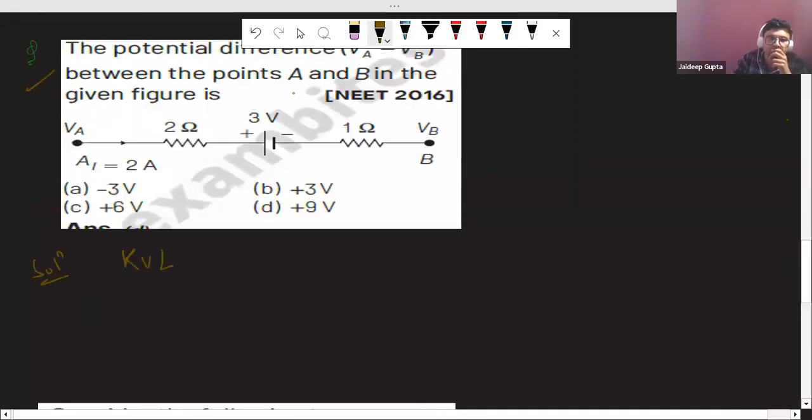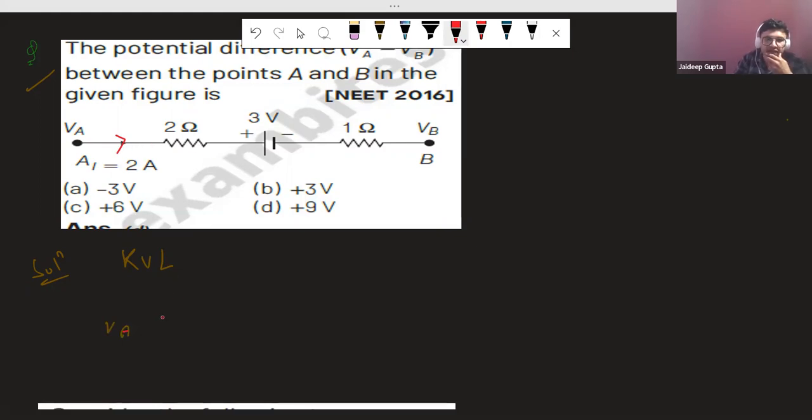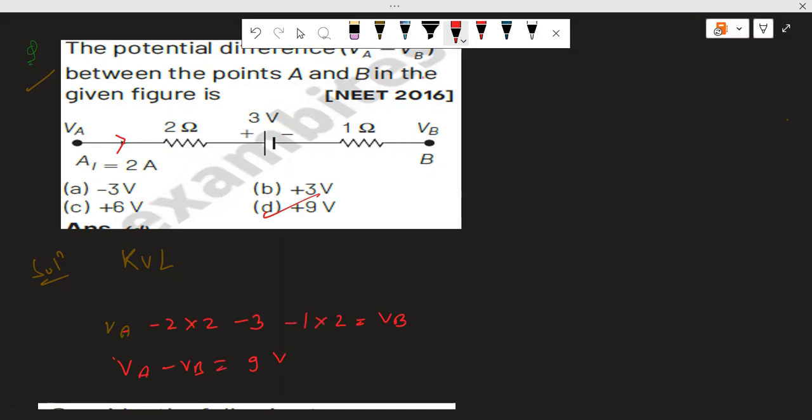How to use it? D. How to do it? So VA, the current direction. So VA equals to, now, as I told you, if I move in the direction of the current, then we have to assume it to be negative. So 2 into 2, the potential drop across the resistor, then we are moving from positive to negative terminal, that is minus 3. Again, if we move in the same direction, we have to take it minus 1 into 2, that is equals to VB. So VA minus VB equals to 9 volt. So D is the answer. Okay, is it okay with everyone? Yes. Now move further.